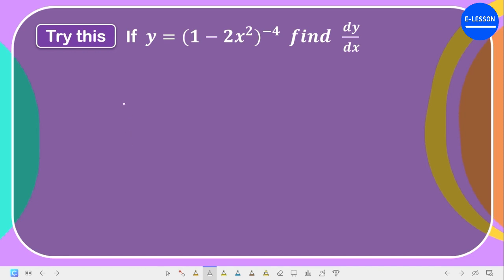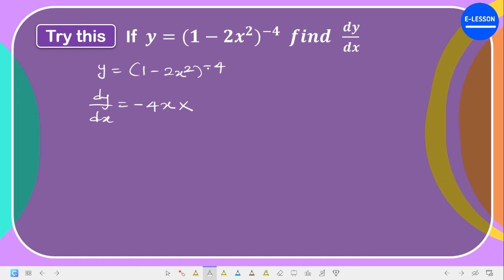Now your time has expired. Let's try it together. Your y is equal to 1 minus 2x squared, all raised to the power of minus 4. What is the answer? Your dy dx would be equal to, differentiate what is in the bracket. When you differentiate 1 it will give you 0. Differentiate minus 2x squared it will give us minus 2 times 2 is 4, then x to the power of 2 minus 1 is 1, so this will give us minus 4x.